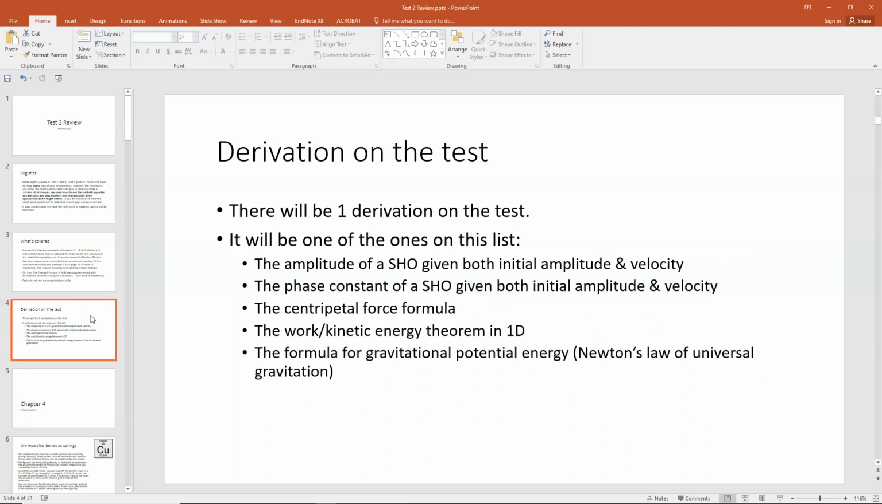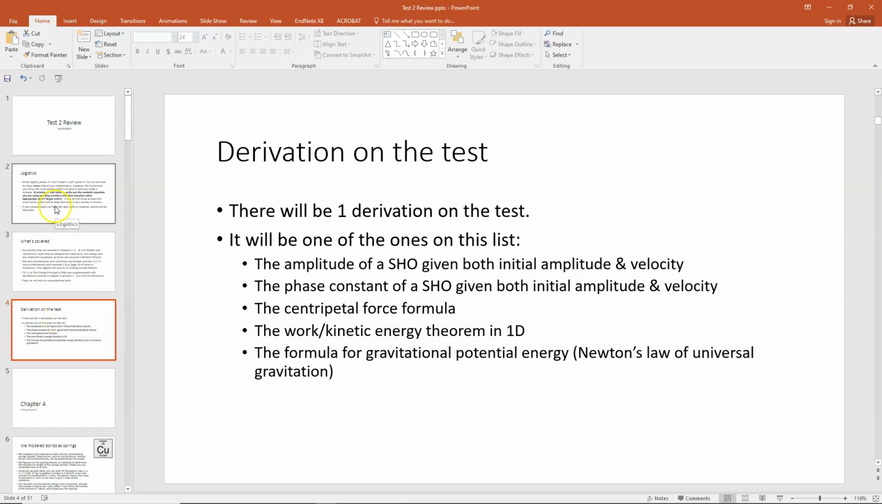On this test, there will be one derivation. It'll be one of the ones on this list: the amplitude of a simple harmonic oscillator, given both initial amplitude and velocity, or the phase constant of that, the centripetal force formula, the work kinetic energy theorem in one dimension, or the formula for gravitational potential energy. And that's the one for Newton's law of universal gravitation, not mgh, not here on Earth. Okay, so that's going to be on there.